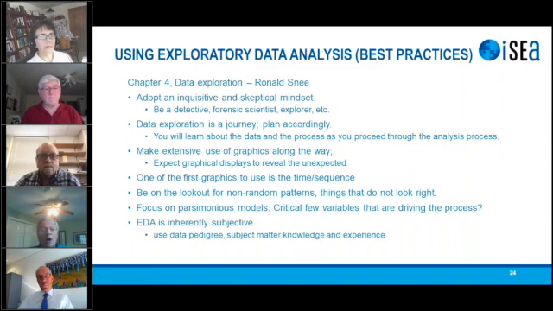Next point is exploratory data analysis is inherently subjective. You're looking at graphics, you're bringing in subject matter knowledge, the data pedigree, and you're bringing in your experience, and that's basically subjective. And you're not into the modeling and exercising all of your quantitative skills at this point. You're trying to learn how to solve these large, complex, unstructured problems by looking at the data.